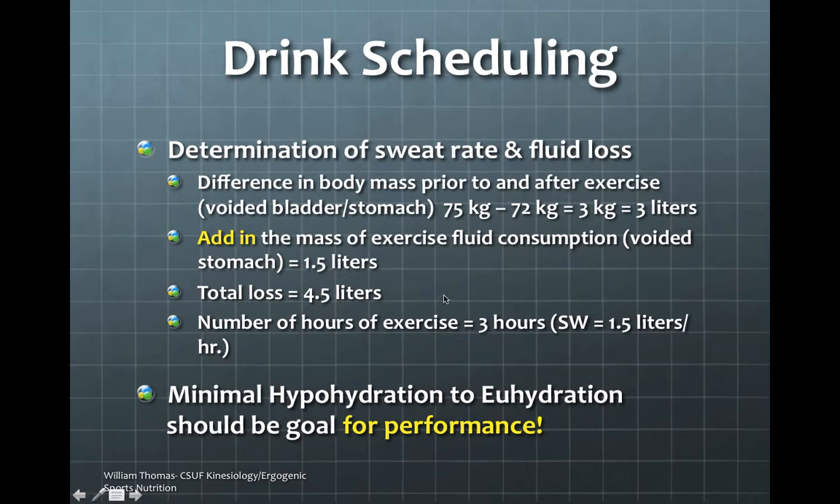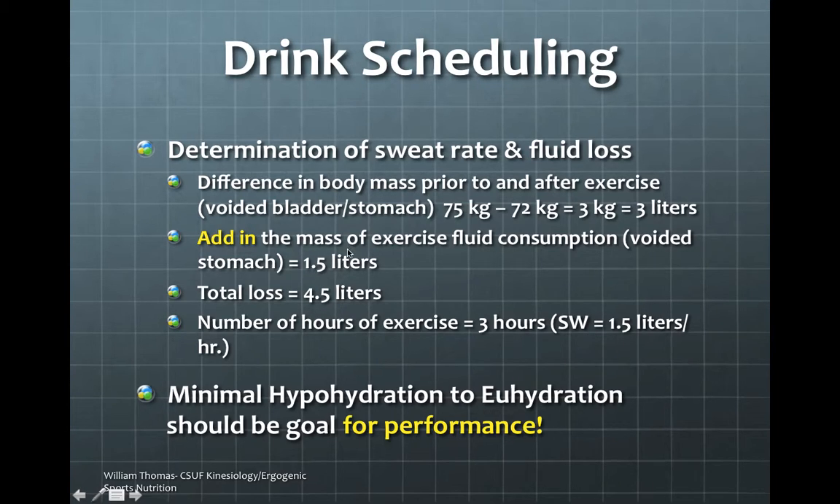For example, in this person, it's 3 liters, right? So 75 kilos before and 72 kilos after, and they voided their bladder and their stomach. They lost 3 kilos, which is equivalent to 3 liters. So what we want to do is add in the mass of exercise fluid consumption. Let's say you drink 1.5 liters during this exercise session.